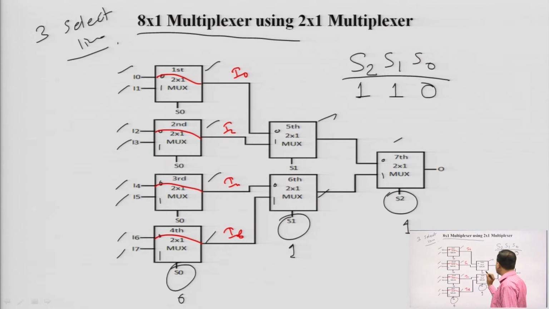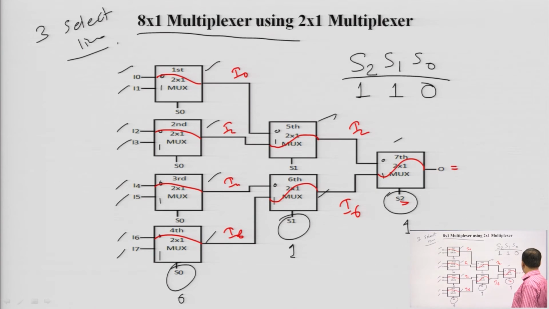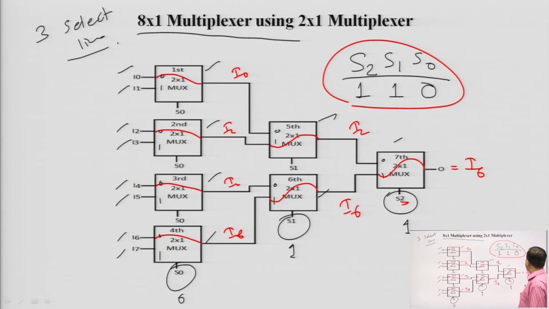Now, S1 is 1, so S1 is connected to the second stage, and the outputs will be I2 and I6. Now, S2 is 1, so the output will be I6. See, the connection is like that. 110 is nothing but 6 in decimal. So, we have implemented an 8 cross 1 multiplexer using 2 cross 1 multiplexers. I think it is clear to all of you.